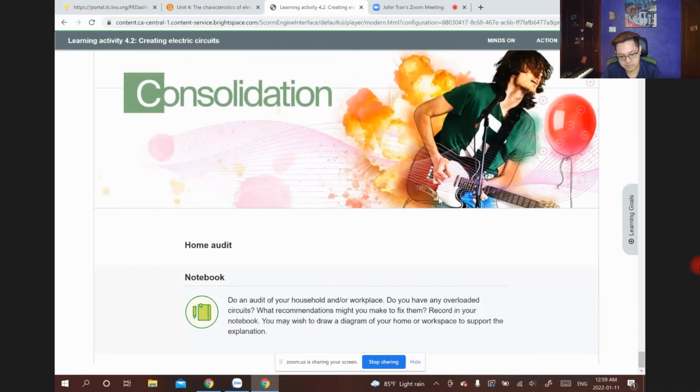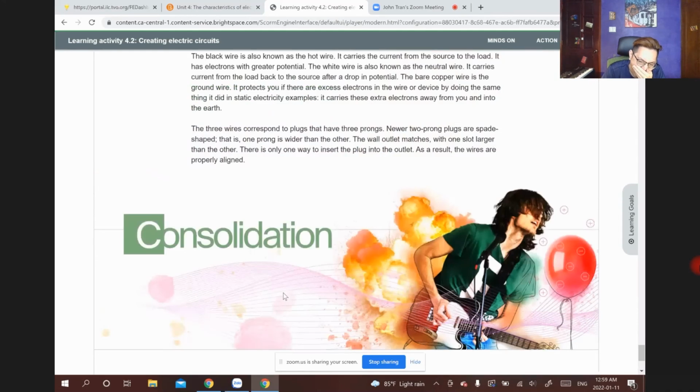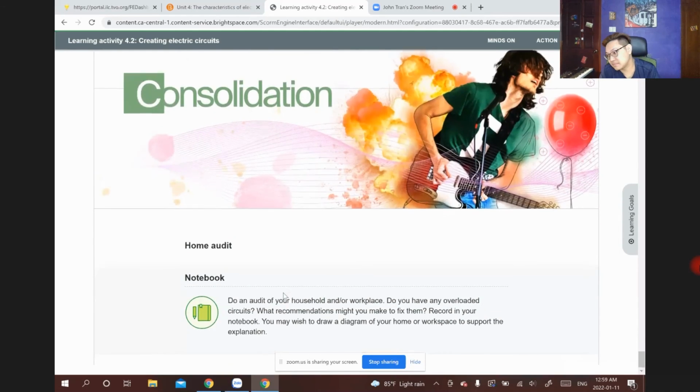Home audit. Notebook. Do an audit of your household or workplace, checking for overloaded circuits. What recommendations might you make to fix them? Record in your notebook. You may wish to draw a diagram of your home or workspace to support the explanation. That's it for 4.2, Creating Electric Circuits.